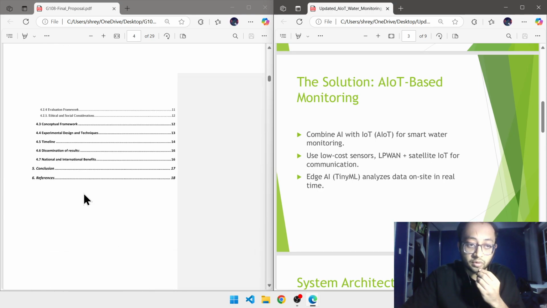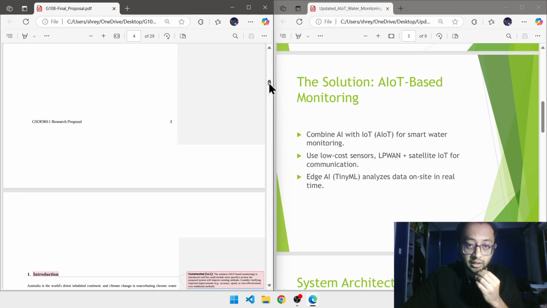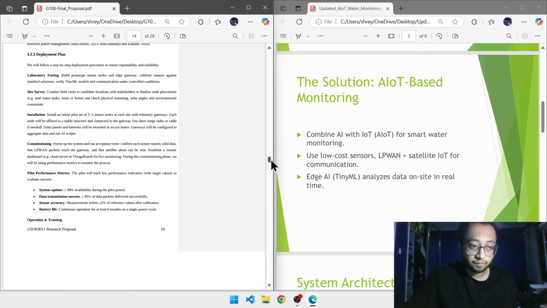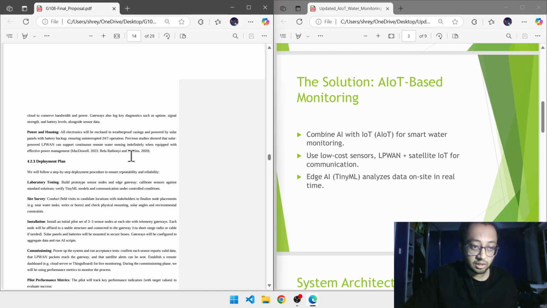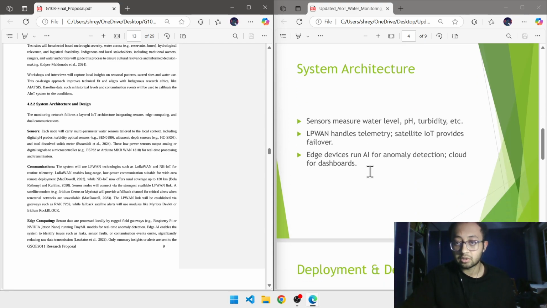If you go over to our proposal, we have mentioned the architecture that we have proposed in the solution right here. This is the deployment plan and the system architecture is described here. Allow me to go over the system architecture. It starts off with the sensors that measure the water level, pH, turbidity of the soil, etc. These are very highly sensitive and calibrated sensors that measure the data very accurately.